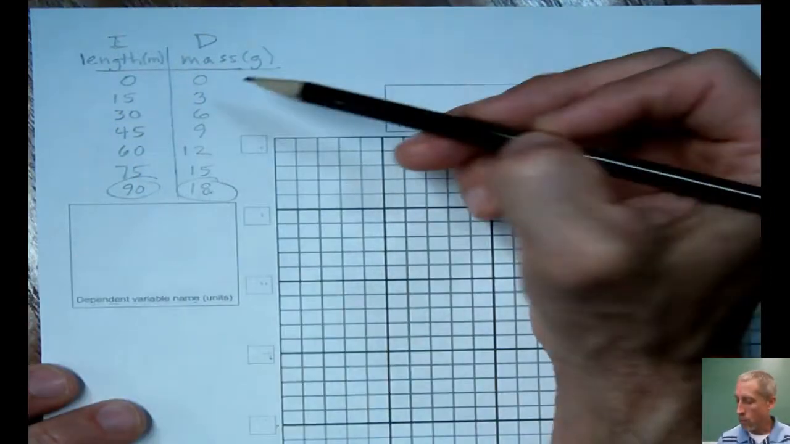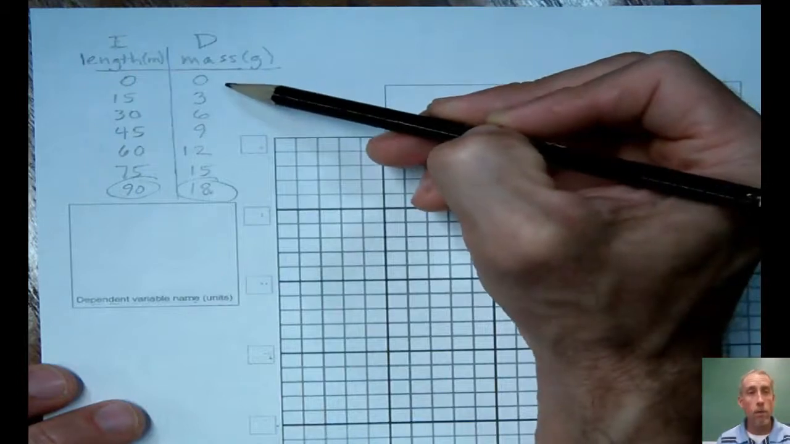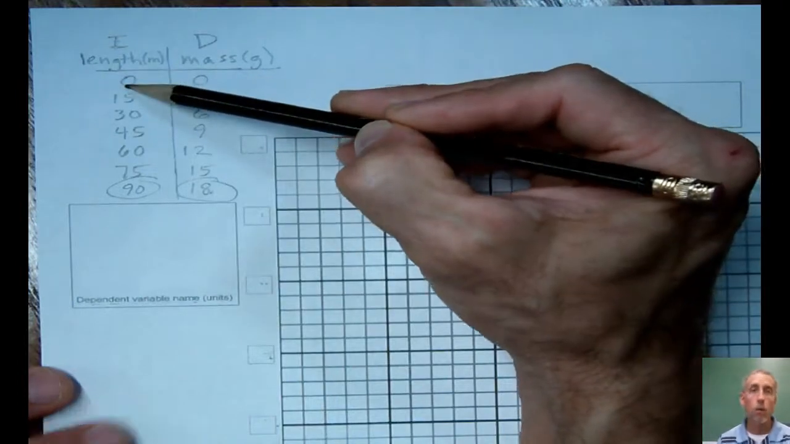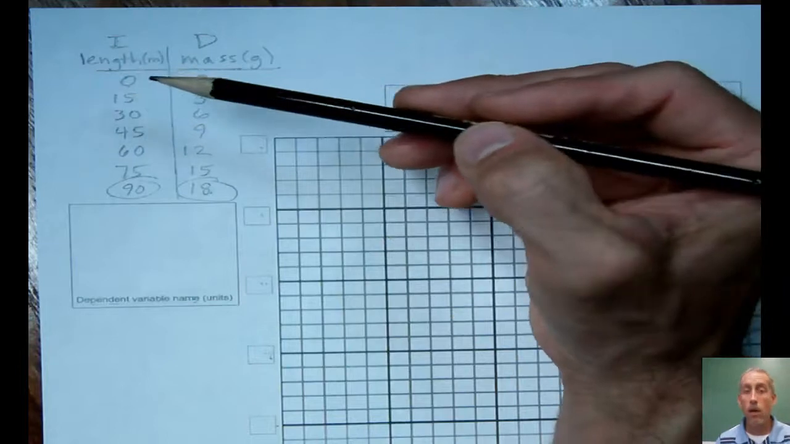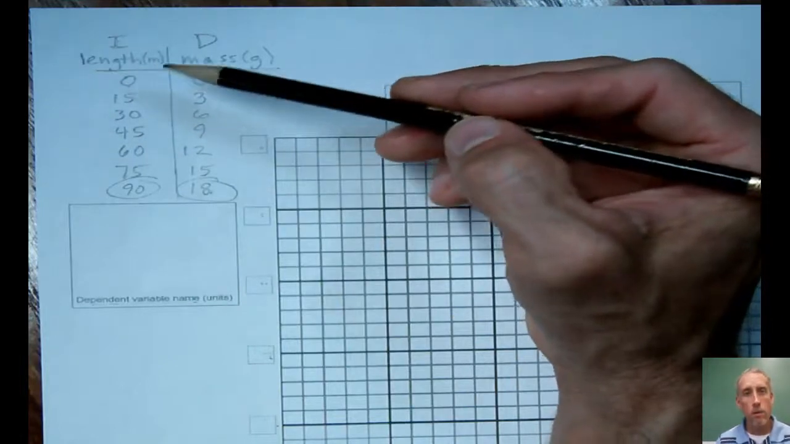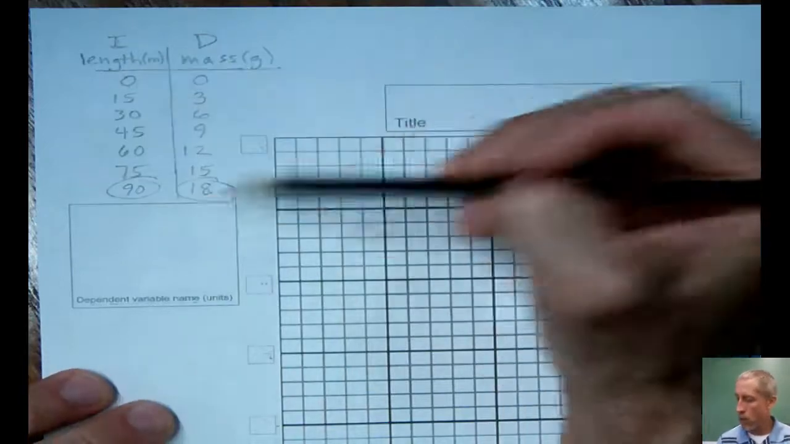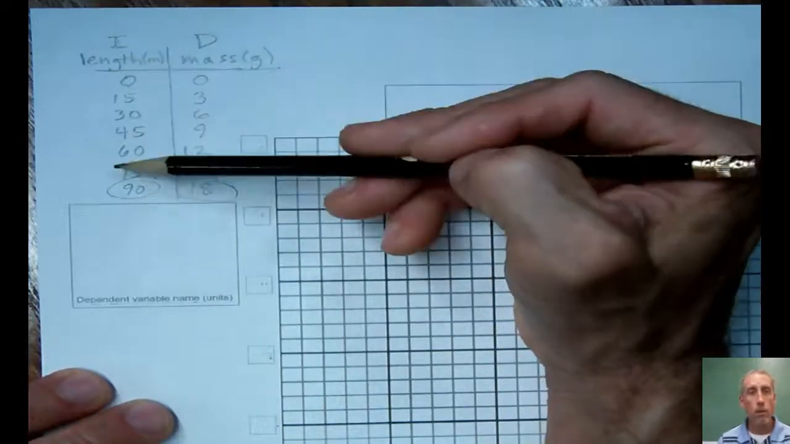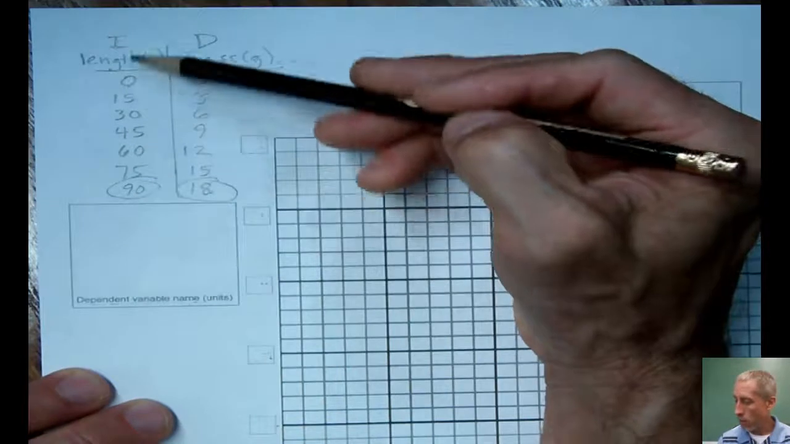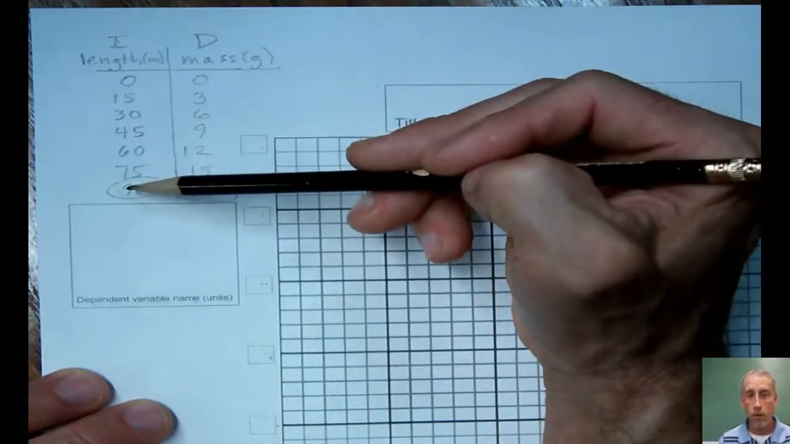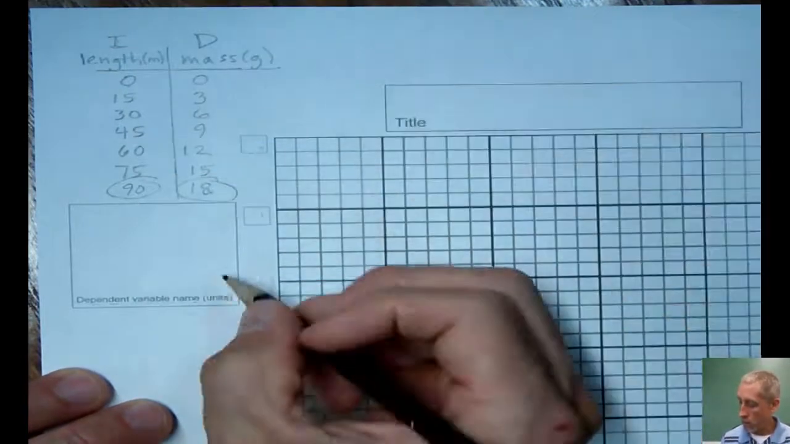So in this case, we would say that the mass of our object depends on its length, which kind of makes sense. You wouldn't say that the length of an object depends on its mass. Now, sometimes it's not obvious, so if you just have a chart like this, just know that the independent variable goes along the bottom axis, and it's always going to be listed first. And then the dependent variable goes on the side.